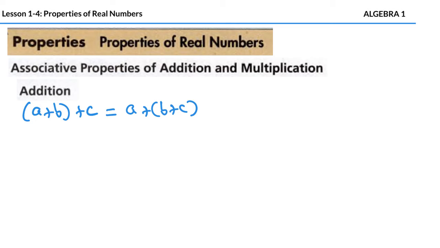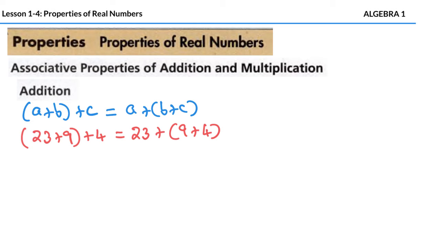Let's look at an example over here. For example, 23 plus 9. I add that first and then I add the sum to 4. It will be same as 23 plus I add 9 and 4 first and then add it to 23.